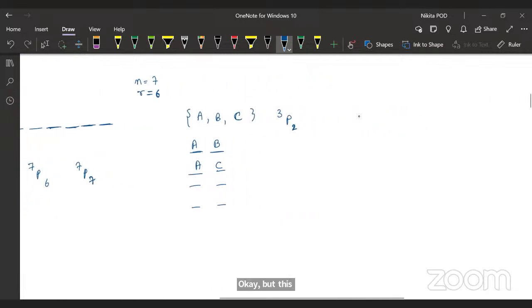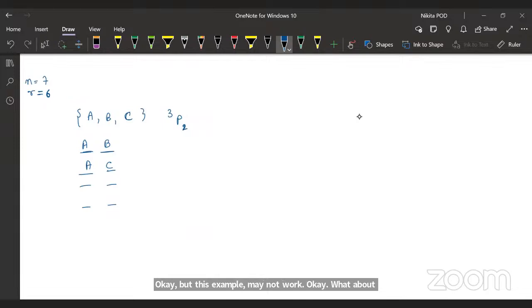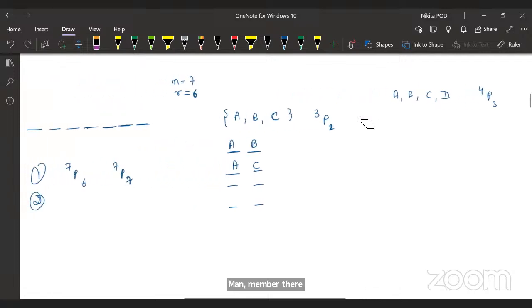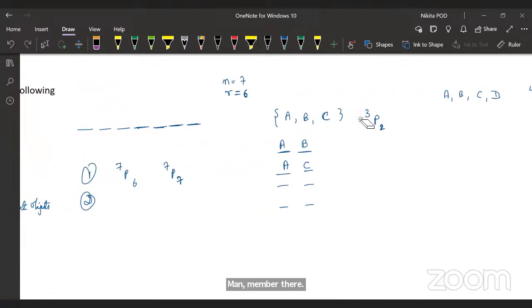But this example may not work. What about you take maybe 4 objects? Let's take A, B, C, D. If you take 4P3 and 4P4, again the answer would be the same, ma'am. Because three positions means you are indirectly fixing the 4th position. This will always come the same.